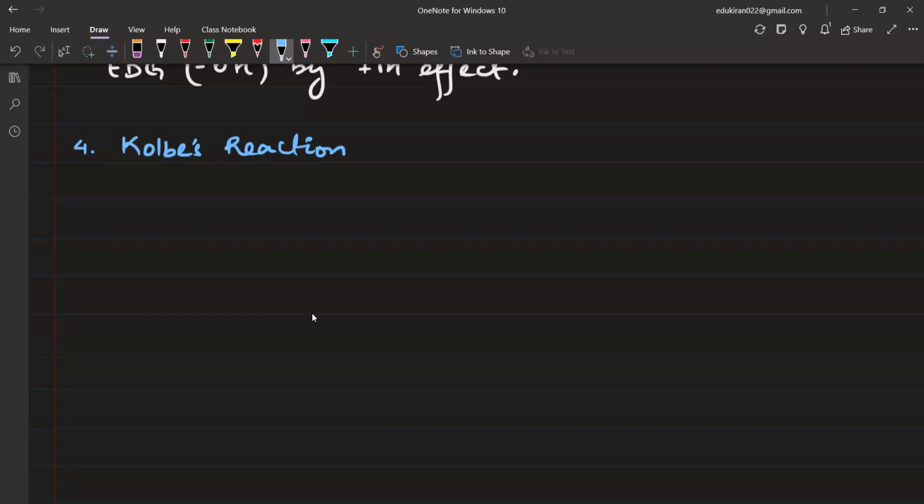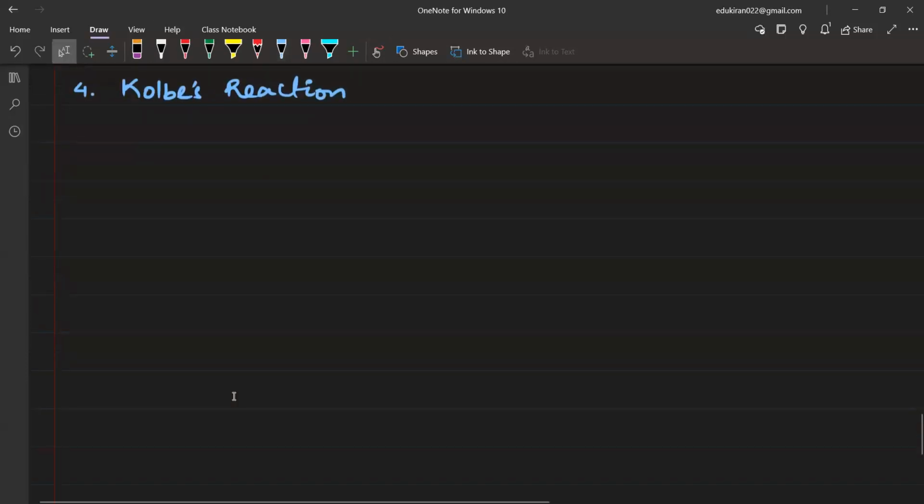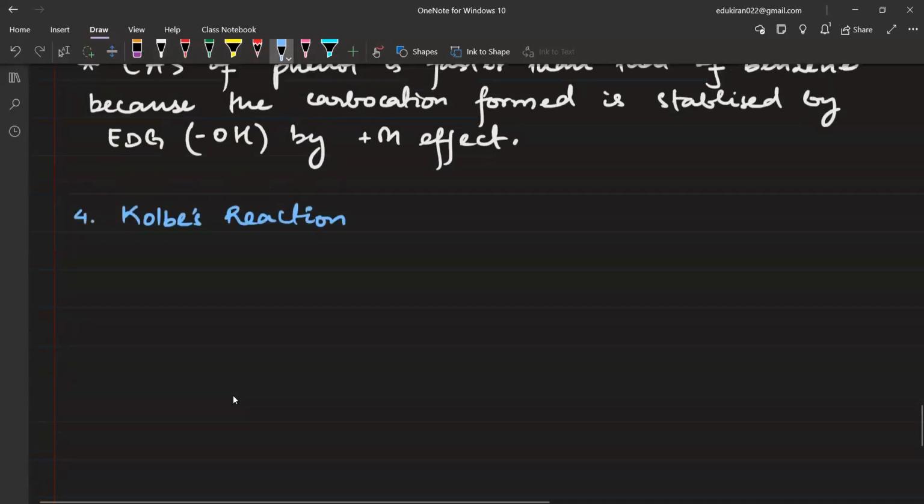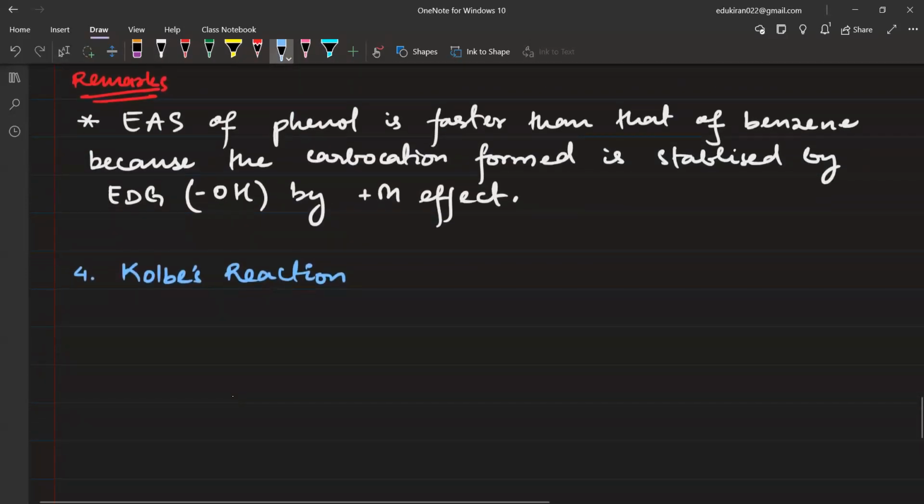Kolbe reaction, okay? For Kolbe, keep in mind CO2. Co and CO2, Co and CO2, okay? So first of all, can you scroll up? Done, sir. So you start.